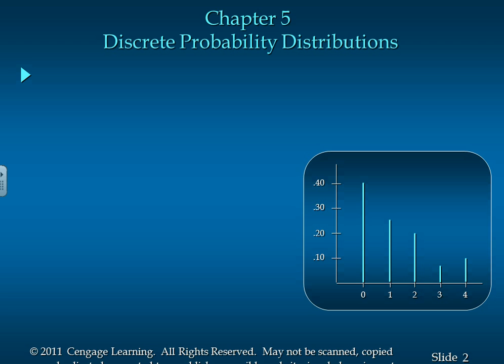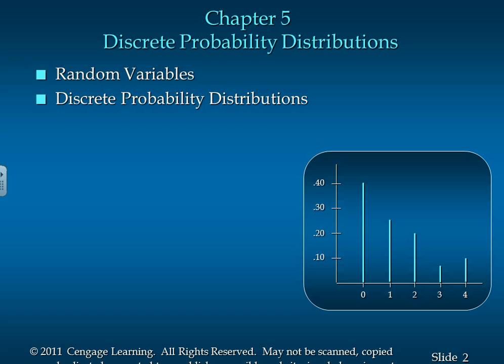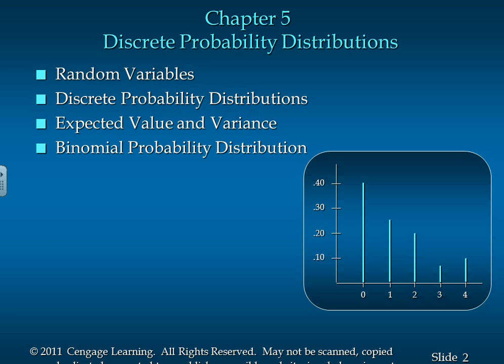I can have a 1, I can have a 2, but I can't have a 1.2. So I can have a penny, and I can have 50 cents, and I can have $1, but I can't have $1.375 because I don't have any half cents. Random variables, discrete probability, we're going to expect some value, binomial probability distribution.